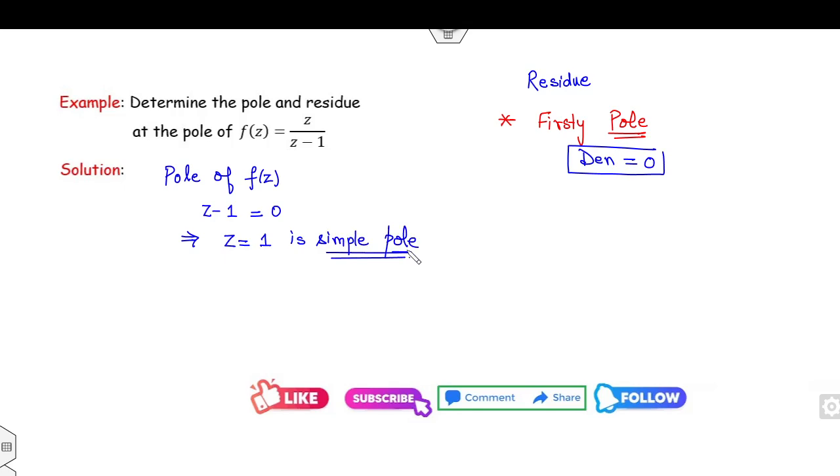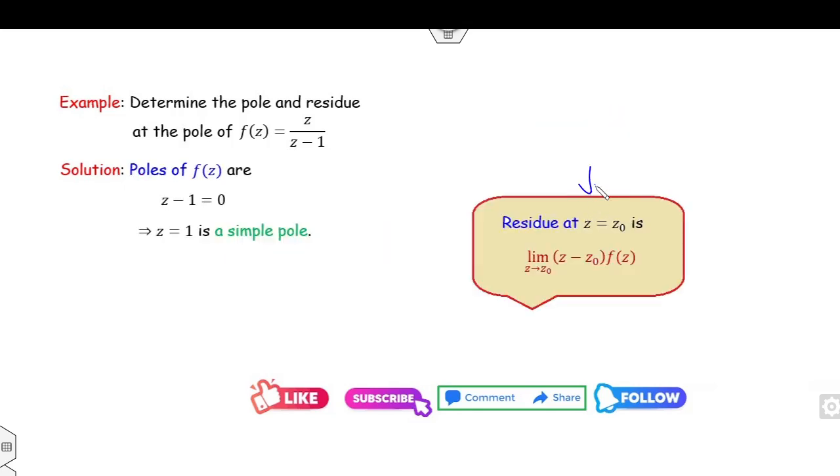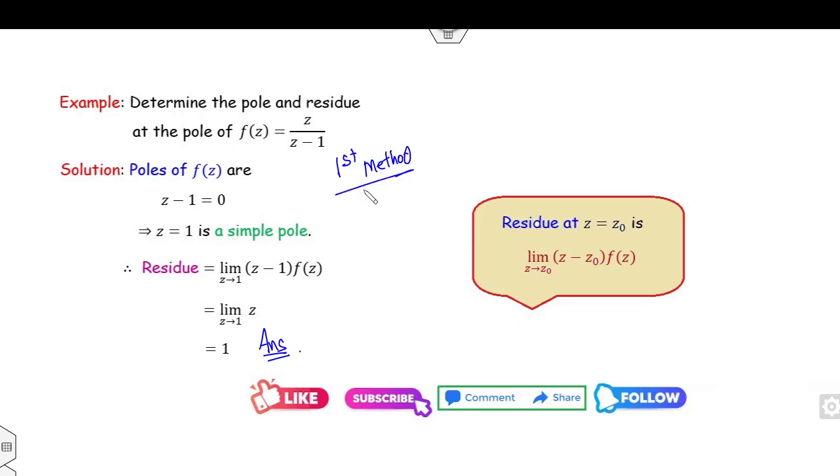Fine. Once we get the simple pole, the residue is the limit as z approaches 1, because the pole is 1, of (z minus 1) into f(z). So this is my residue at the point z equal to 1. Can you substitute the value of f(z)? If I substitute the value of f(z) in this equation, z minus 1 will be cancelled. So the answer is 1, the right answer of the problem. This is the first method you can use, by the definition of limit.